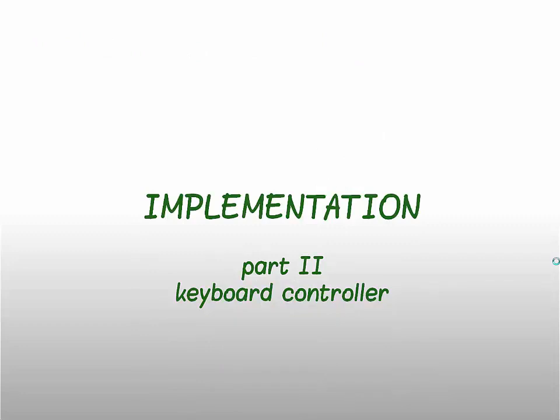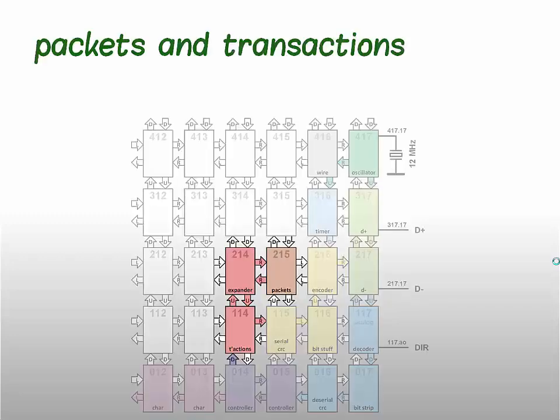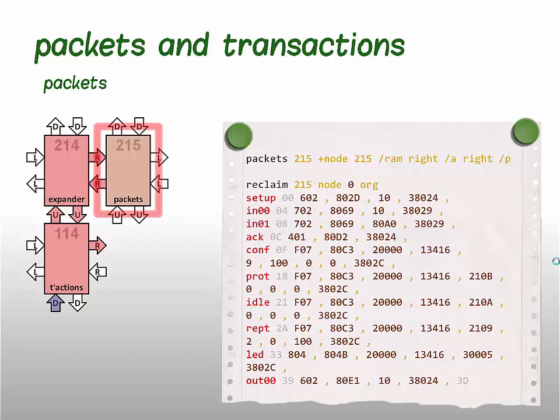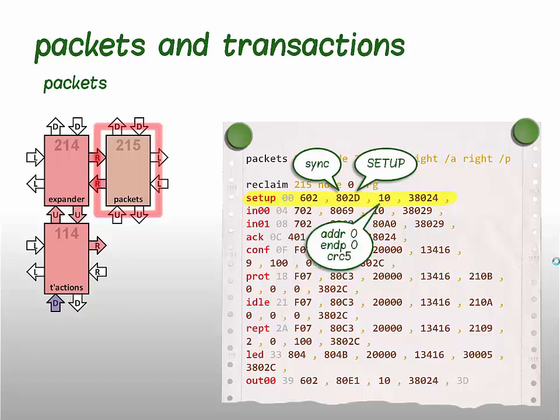Since keyboard controller code is less general, in the following I'll show only the most important features. First, we'll see how packets and transactions are predefined. All packets we need are stored in node 215 in a compact form. There's only data, no code. Each packet starts with the length of the record, and other words contain bytes, pairs of bytes, 16-bit numbers, or commands making up the packet. For instance, the setup packet is composed of a sync byte, setup PID, a word with address 0, endpoint 0, and CRC5 checksum. The last word is a command for node 214 to execute word stop.